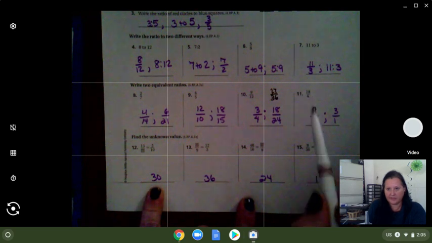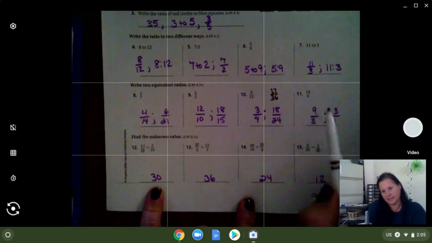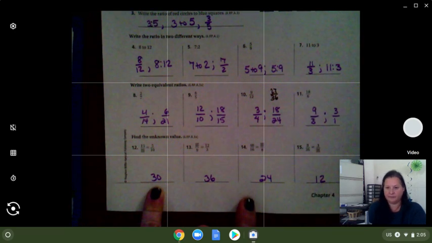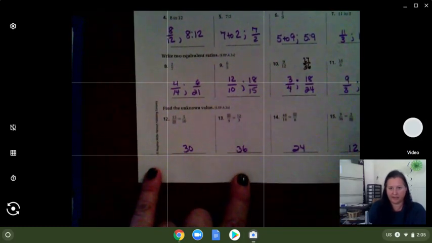Here we are going to divide by 2, and I would get 9 over 3. If I divide by 6, I would get 3 over 1. You could also multiply to get equivalent ratios there.